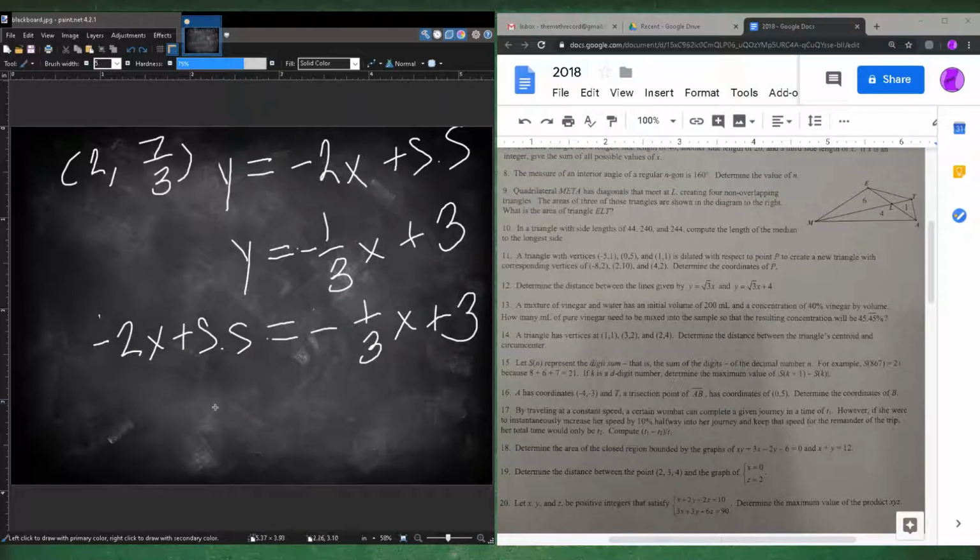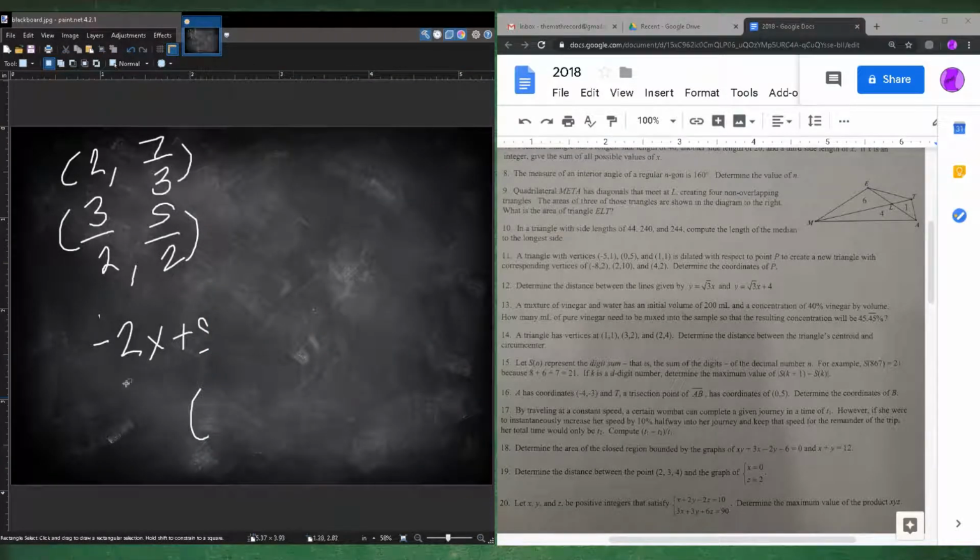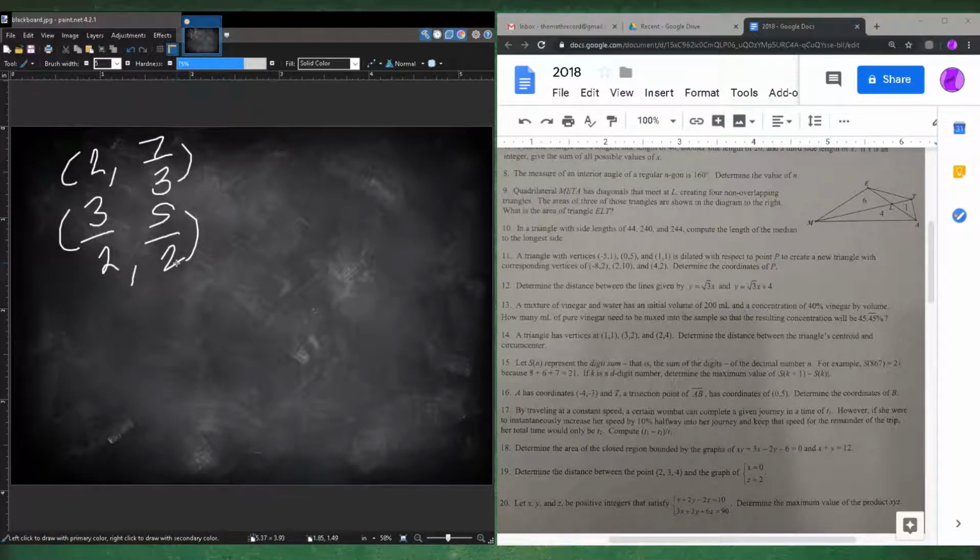And then plugging it back into one of these equations. Let's say -1/3 times 3 over 2, that's -1/2. -1/2 plus 3 is 2.5, which is just 5 over 2. So these are our 2 coordinates. So this is the circumcenter, (3 over 2, 5 over 2). Let's delete all this because we don't need it anymore, and I need more room. So we just need to find the distance between these 2 points.